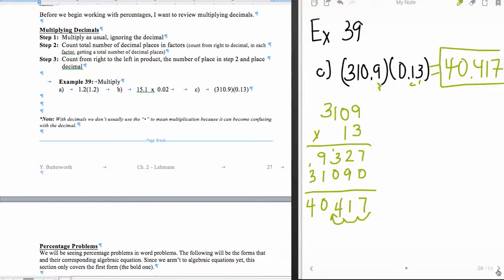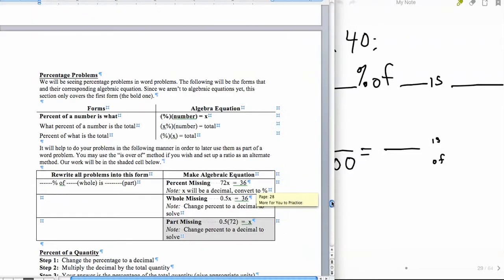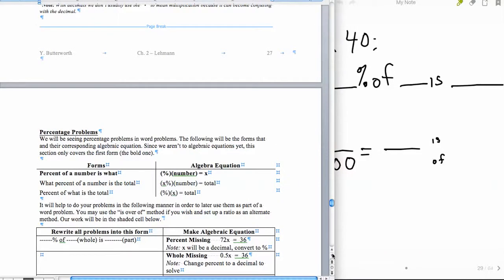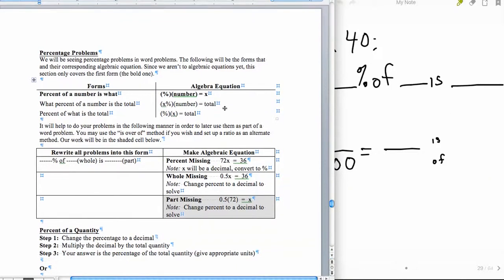But you know, that's kind of a pain. So our next task is to do percentage problems. Now there are 3 different types of percentage problems that we'll eventually encounter. And you'll see a table here and another table down here of how to do those. The only ones we're dealing with are the bold ones here. A percent of a number is what? Percent times the number is equal to our value.